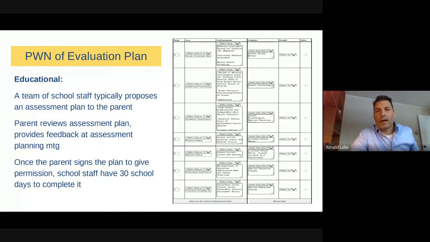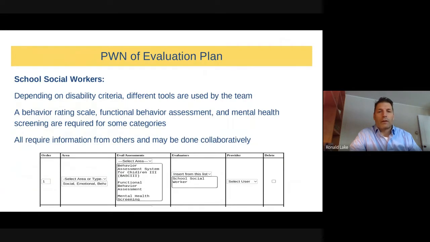I know it's punchy, you can't see it, but each section kind of goes down the left side, and it explains the tools that we're going to use and who's going to be doing it. The parent reviews this assessment plan and then gives written permission to get started. Once we have written permission, then we have 30 school days to complete it. So the image at the bottom here is a portion of the assessment plan, and it's the stuff that I wrote in for a specific student.